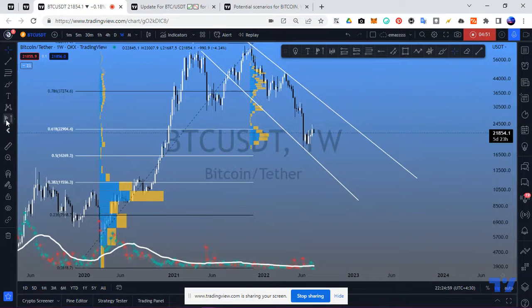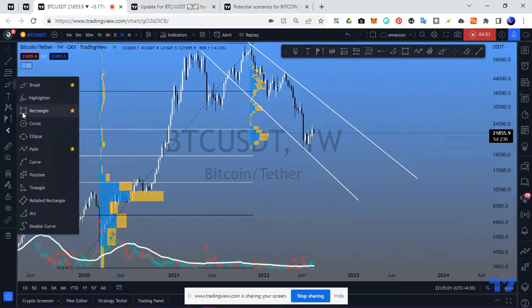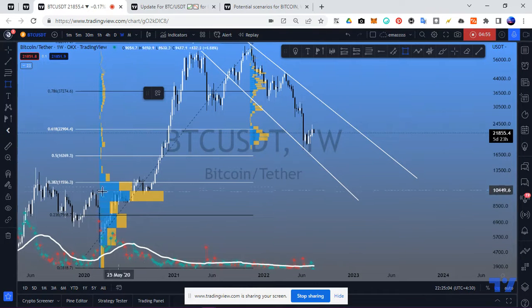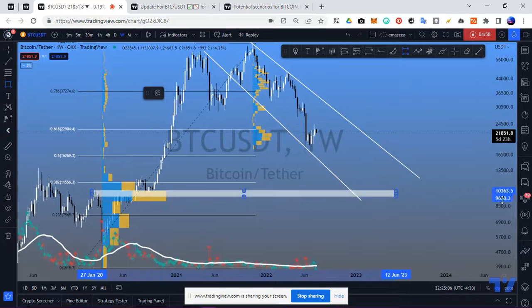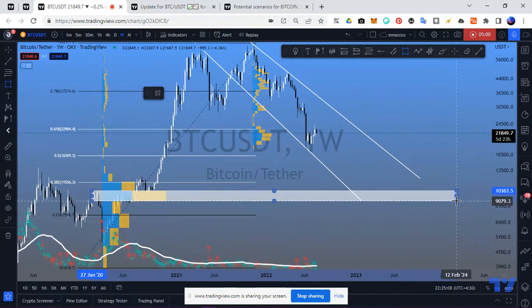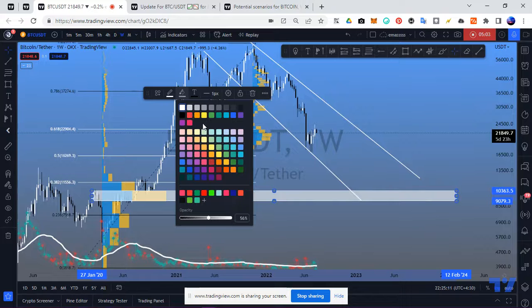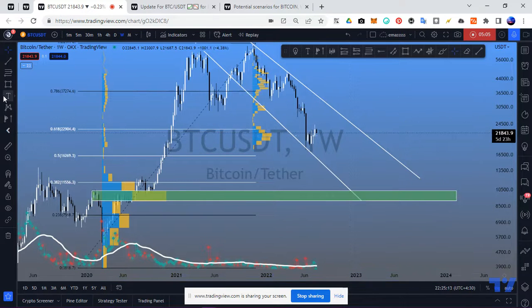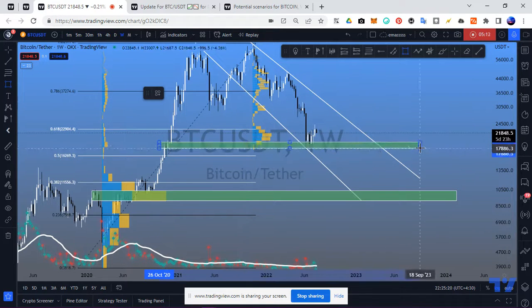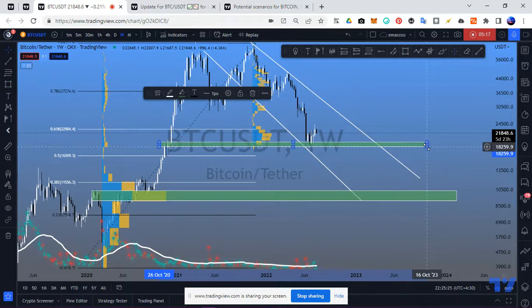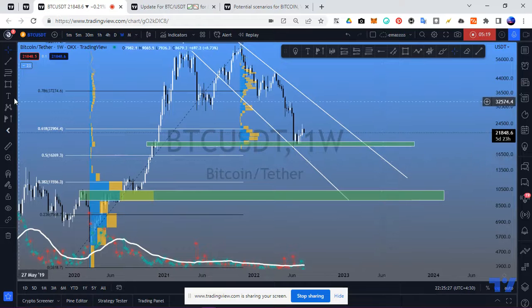So let me show this important volume profile zone. If I change the color to green, it shows us the important support zone, and also here another support, which Bitcoin already reacted to. This is an important support level zone. Another is about here.